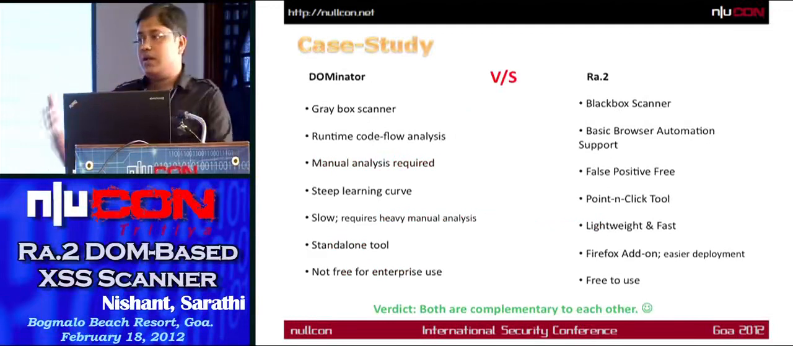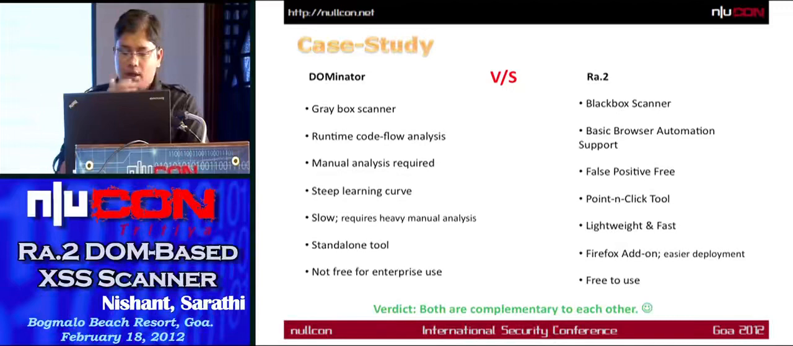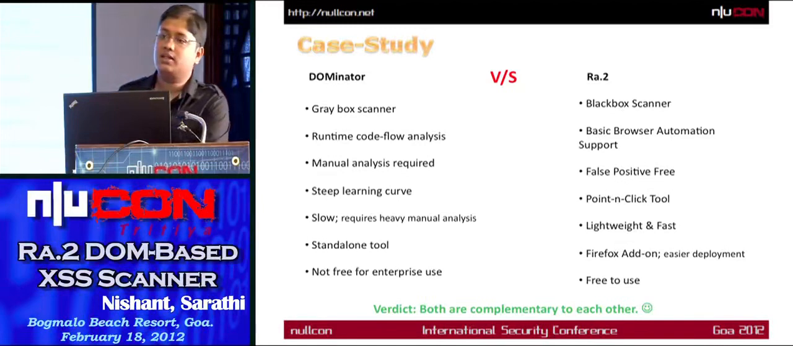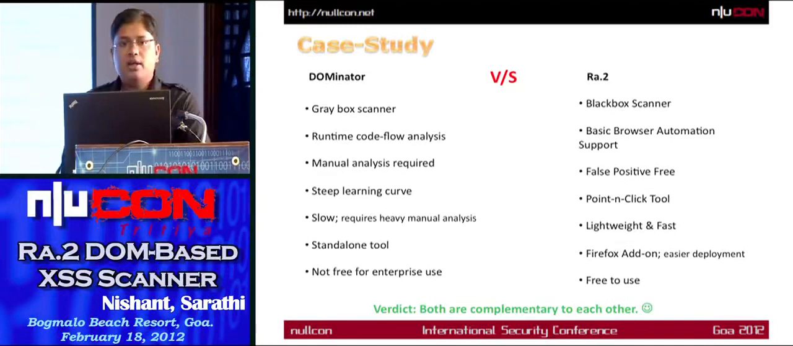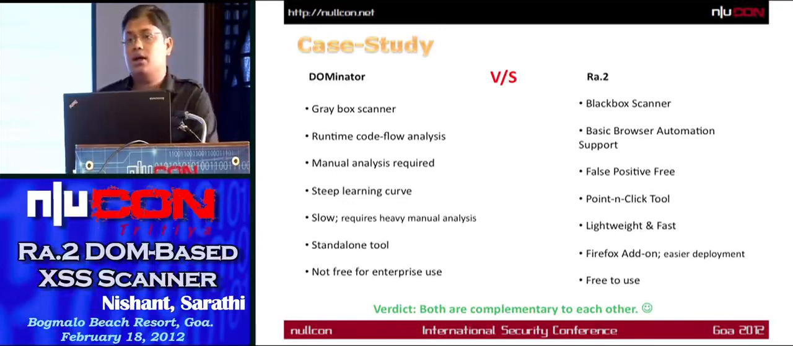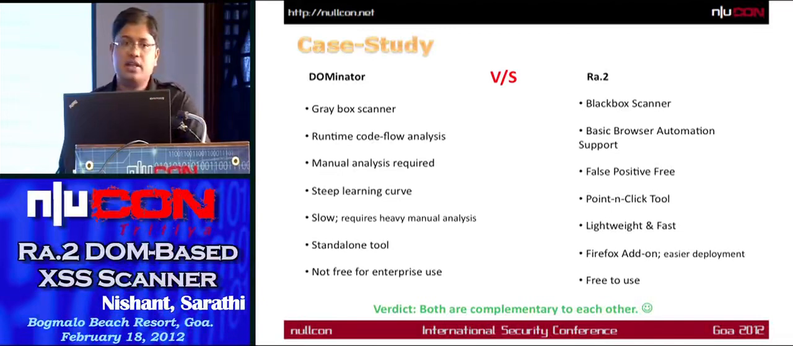So yeah, now comes the case study. After that, we'll have a demo of the tool. Dominator versus our tool. This is how most people take it, but we don't see it as a versus. Dominator is a gray box scanner, whereas our tool is a black box scanner. Dominator has runtime tainting and somewhat runtime code flow analysis. We do basic browser automation. For Dominator, you need to be very good at understanding JavaScript and DOM-based XSS, and you need very niche skills to actually use the tool and get fruitful results out of it.